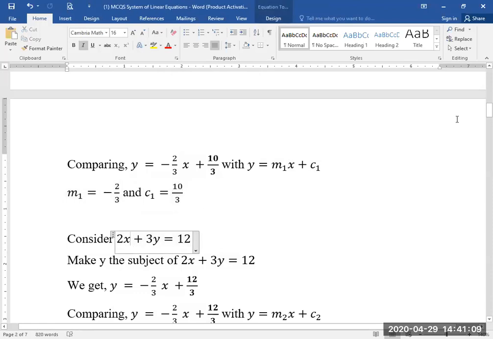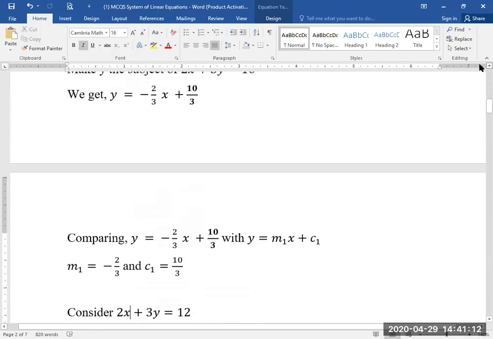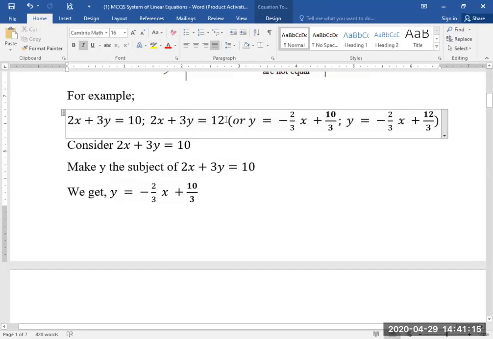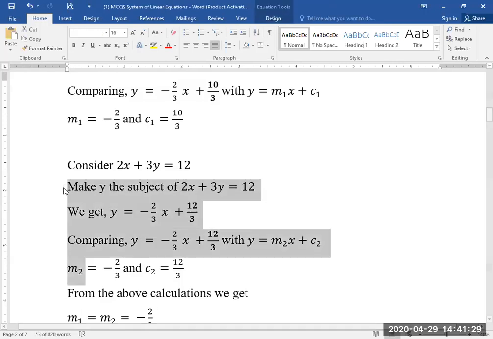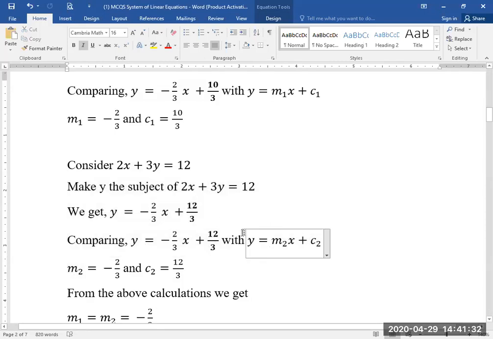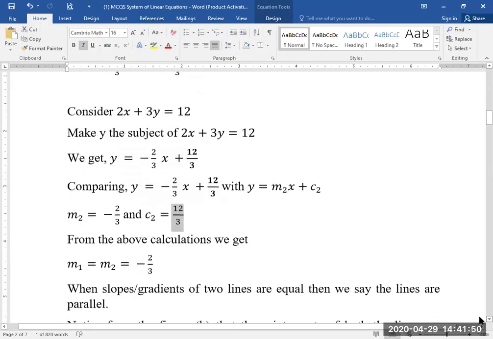Now consider the second equation that I have considered here. In our example, for the second equation, I make y the subject of the equation and then again compare with the general equation of a straight line, y = mx + c, and I found m2 is -2/3 and c2 is 12/3. Now compare these. If I compare m1 and m2, both m1 and m2 are equal.